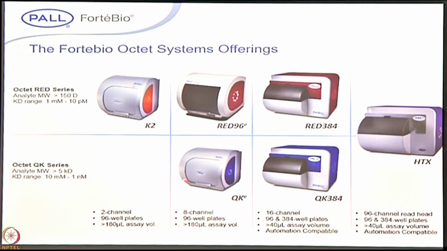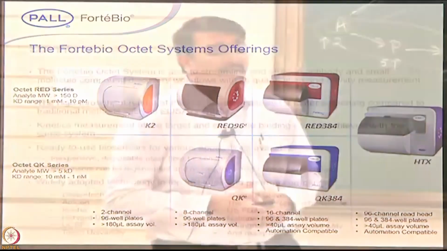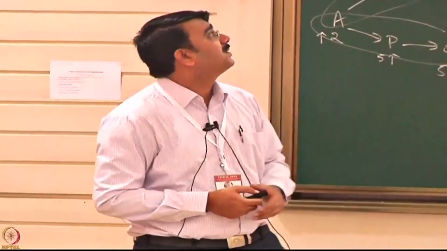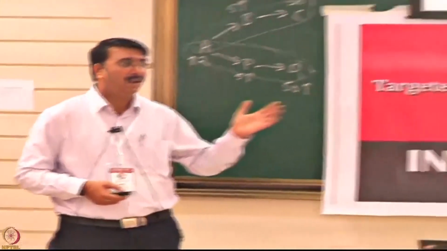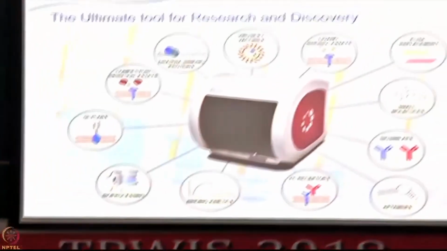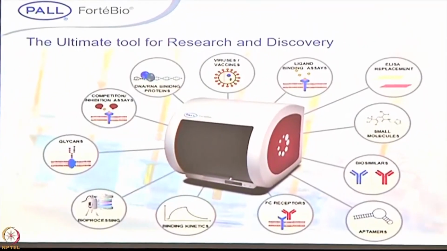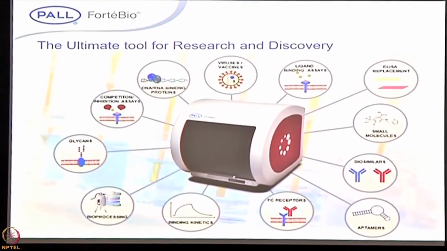These are the ones which are lower in sensitivity compared to the red ones, and this is the high-throughput HTX, which has 96 channels. Depending upon the application, you can choose the right sensor. You can put it into many different applications, either protein-DNA, protein-RNA, aptamers, cell-based assays, or nanoparticles. We have a lot of applications.